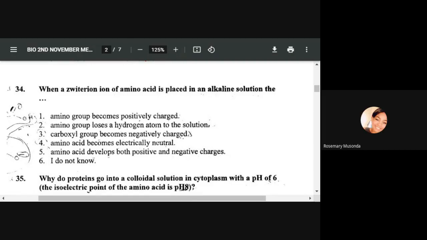Okay, first of all, what does the answer there mean? It is when the option says number 3, the amino acid. It is the one that is opposite to 1 and 2. Why am I saying 1 and 2 are the same? Look at number 2. Number 2 is saying the amino group loses a hydrogen atom to the solution.